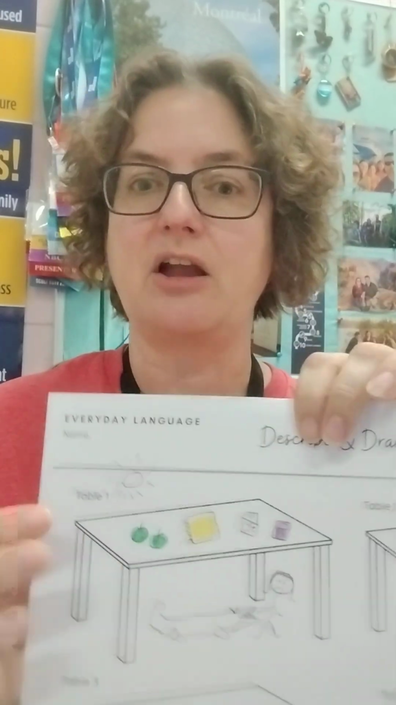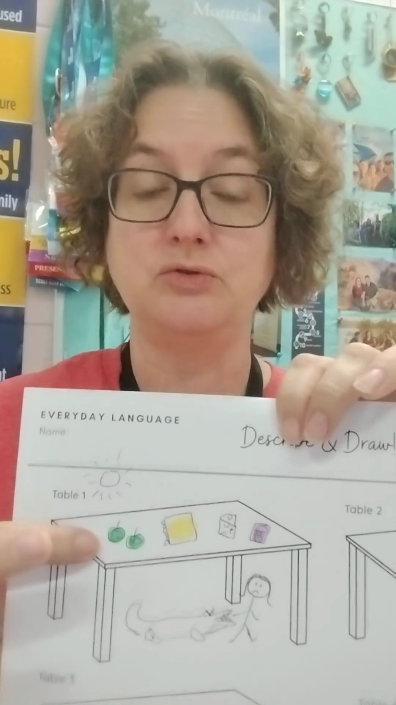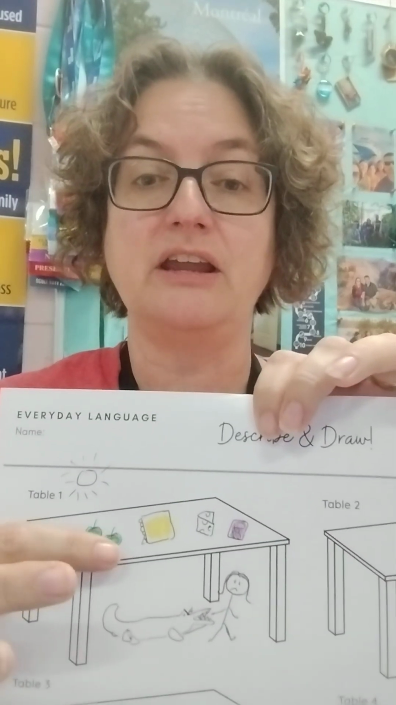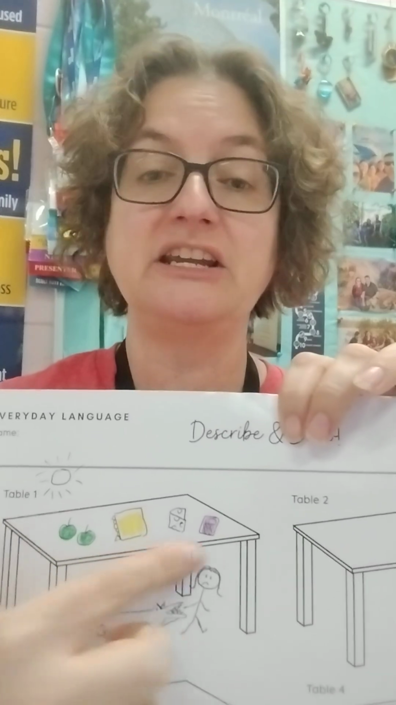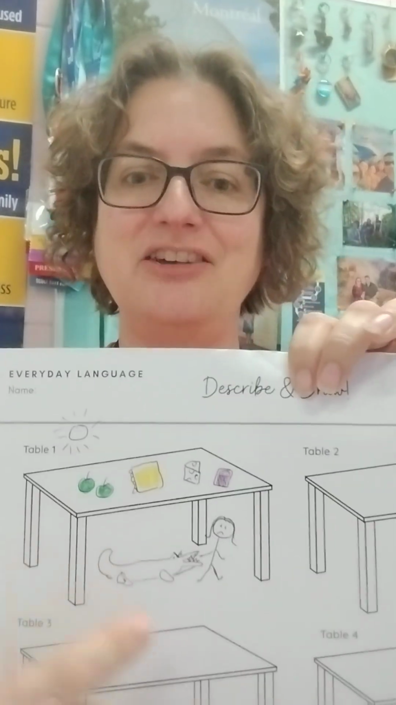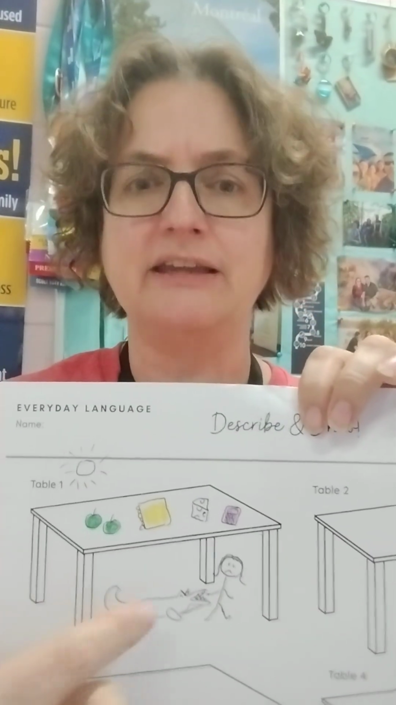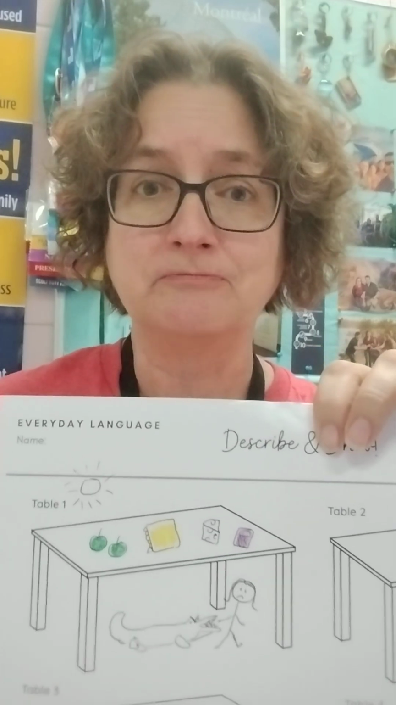I'll say something like, on top of my table, I have 2 green apples. There is a yellow notebook on my table. On the table, there is cheese and a purple calculator. Under the table, an angry crocodile is biting a small girl, and the sun is shining above the table.